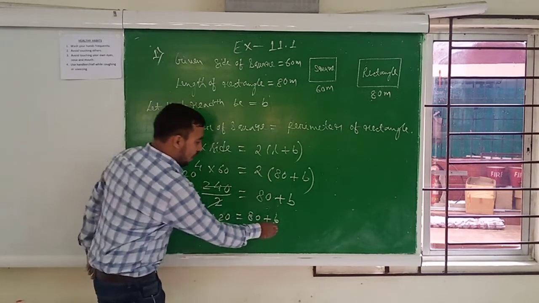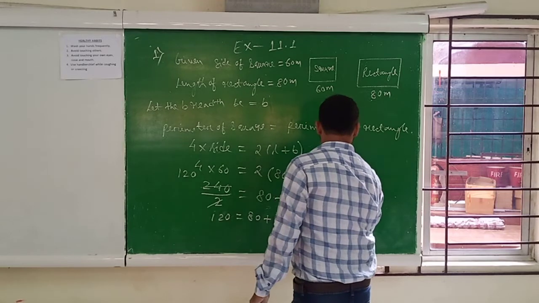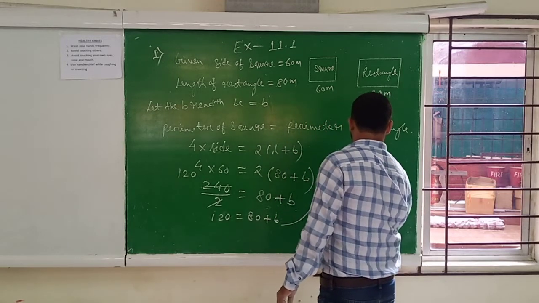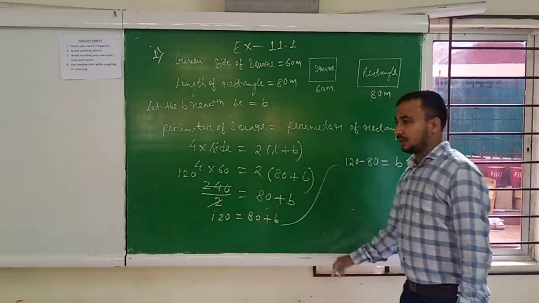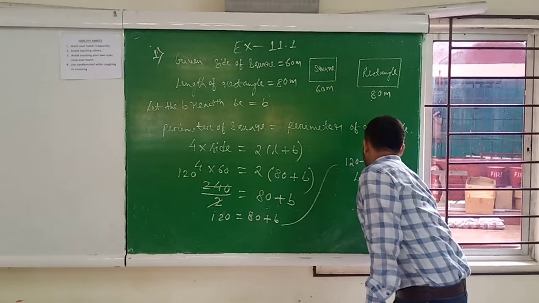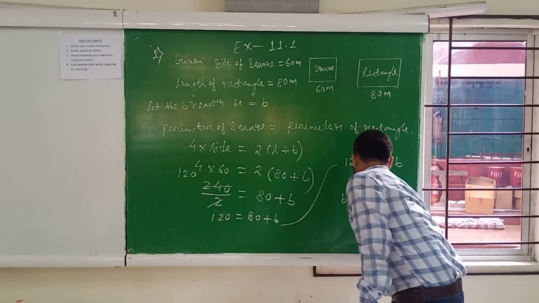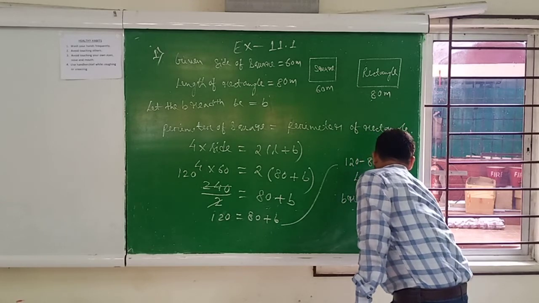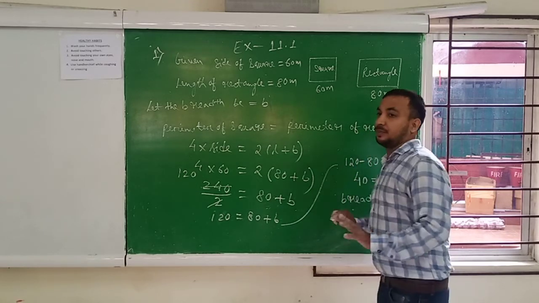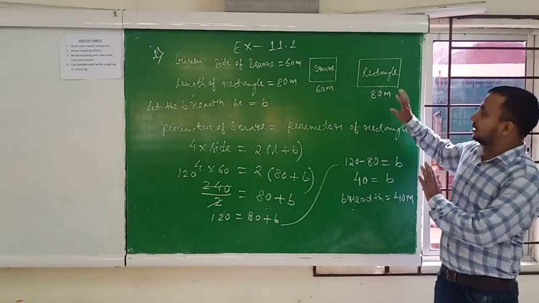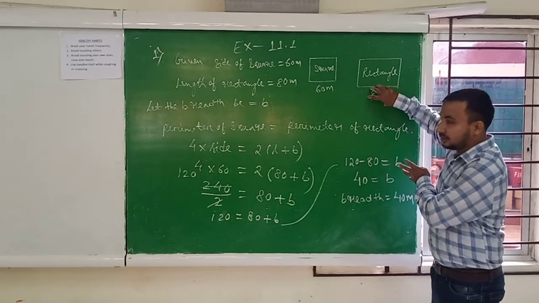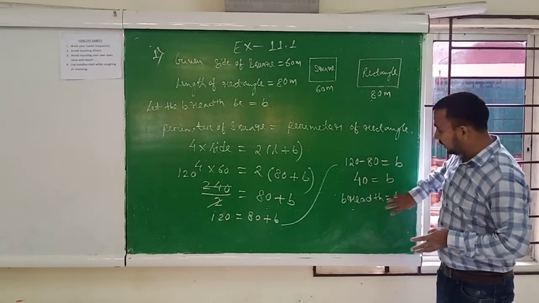Now, what will be our breadth? 120 minus 80 equals b. So the breadth is 40. So breadth is 40 meter. Now you got, listen to me. Just listen, then you write. Now you have length 80, breadth is 40.